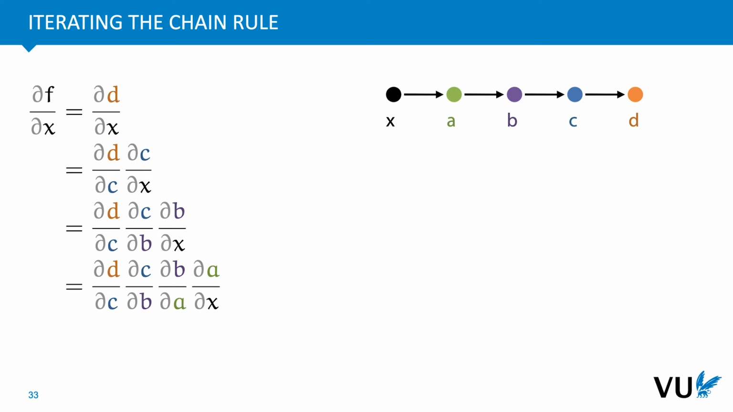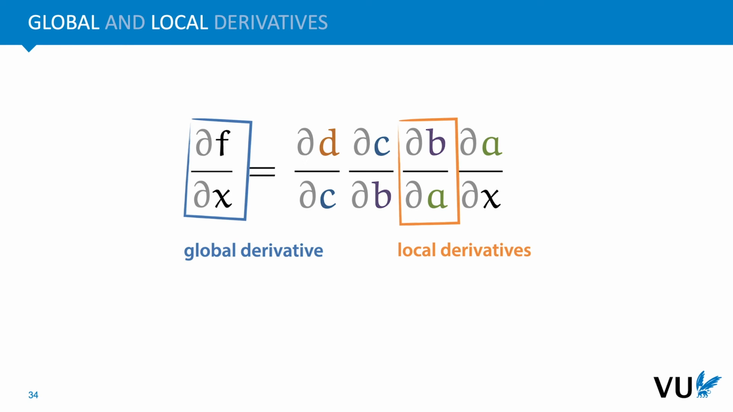So we've decomposed what we'll call the global derivative, so the derivative of the output of the whole computation graph with respect to the input of the whole computation graph. We've decomposed this into a bunch of local derivatives. For each operation, each module or function, we take the derivative of its outputs with respect to its inputs. If we multiply all of these, we get the global derivative.